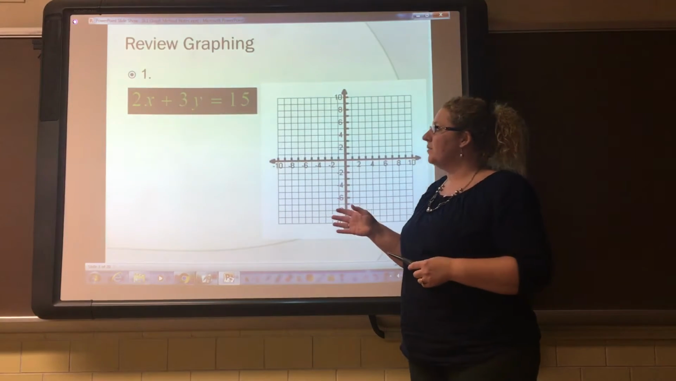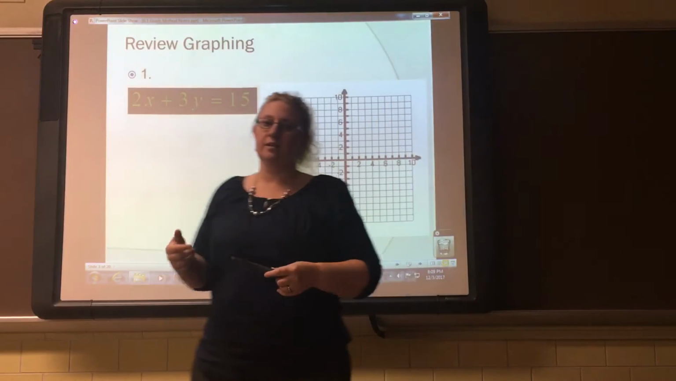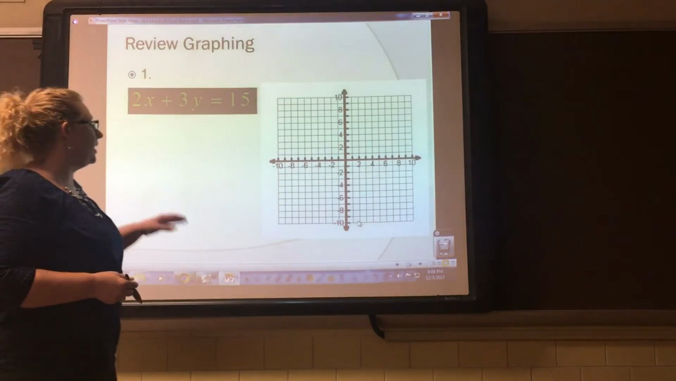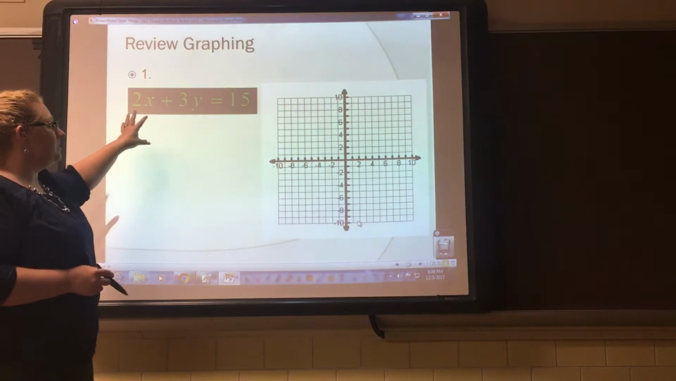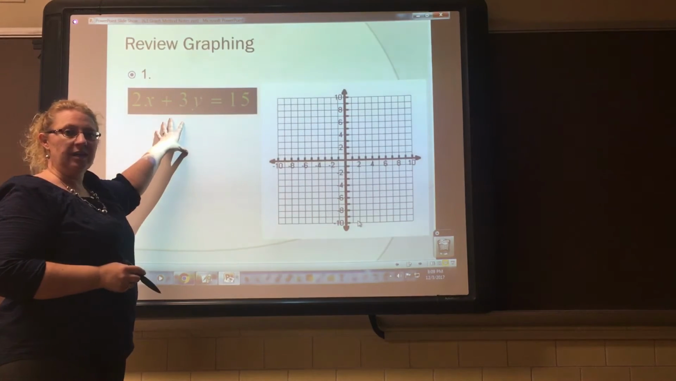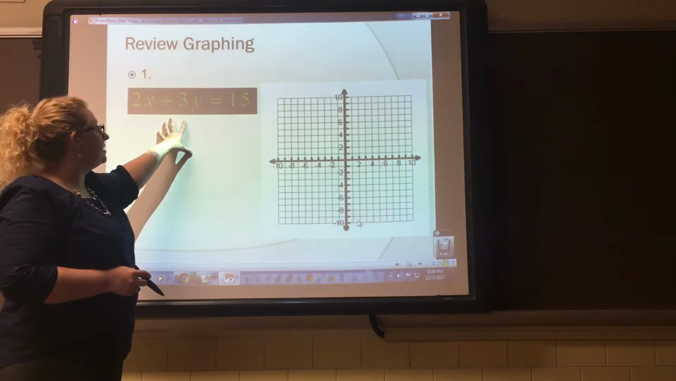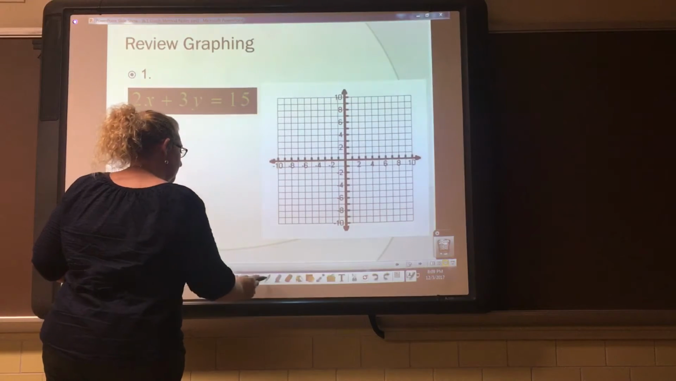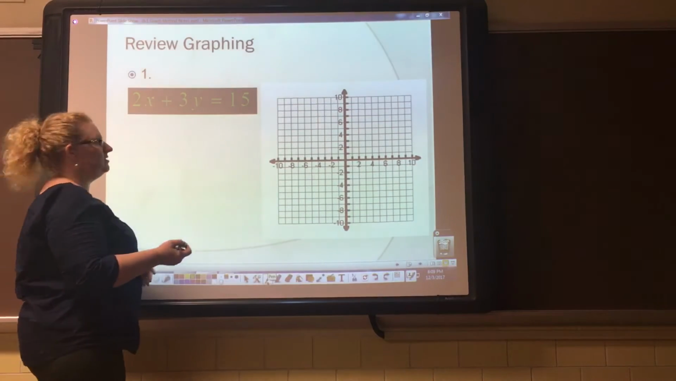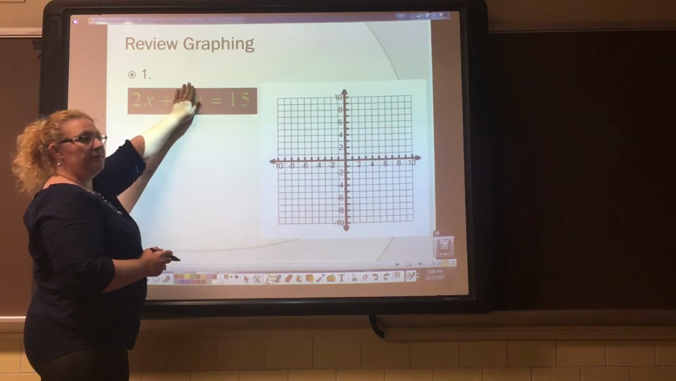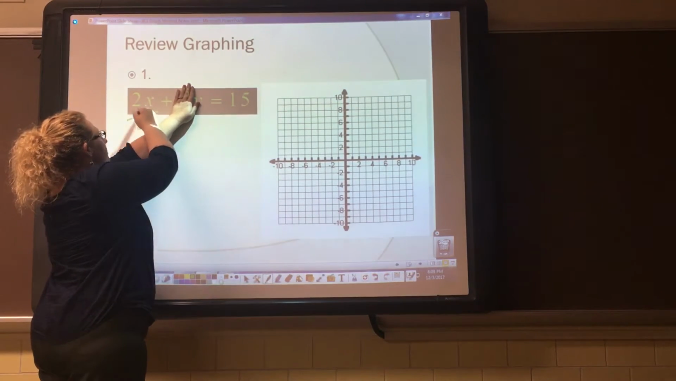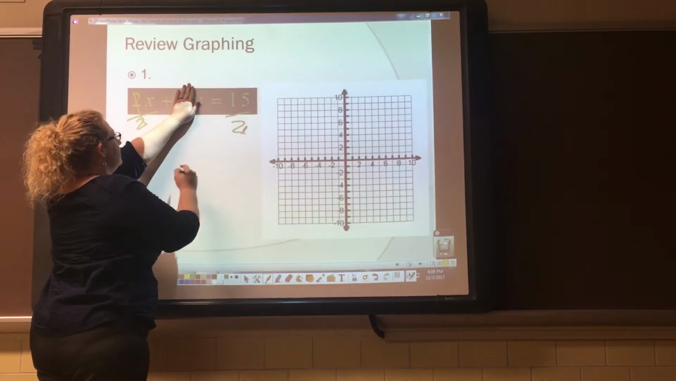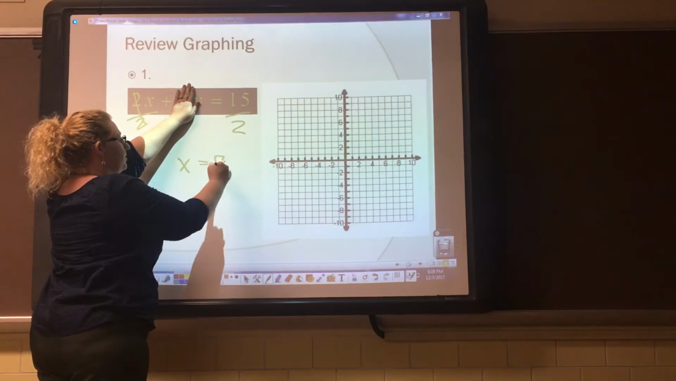So we have a couple different choices. Choice number one is we could change this into y equals mx plus b form, or as you guys can see, it is in standard form and we could just find our x-intercepts and our y-intercepts. So I'm actually going to do the x and the y-intercepts because this looks a little easier for me. So we're going to do the cover-up method. So everybody cover up the 3y. We're going to divide by 2 on both sides, and that's going to give us x equals 7.5.